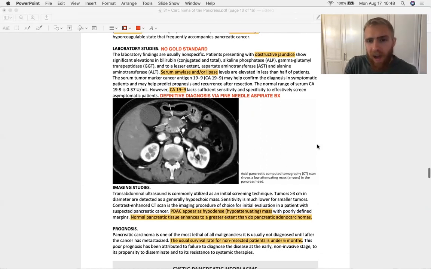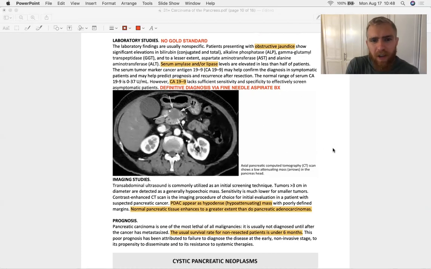Lab studies, not too important with this either, because all the diagnoses are made by histology. This is where a lot of pathologists make the big bucks, with pancreatic cancer, because the prognosis, again, is very important, and it's variable based on what type of tumor you have.